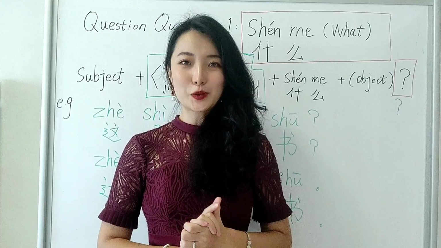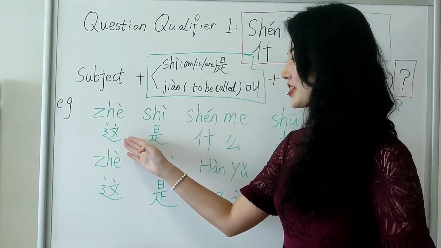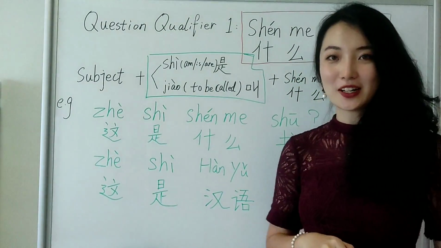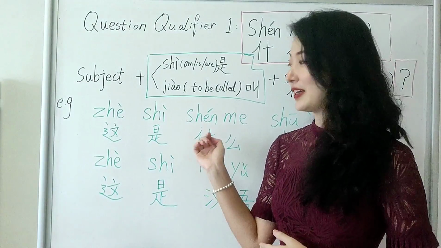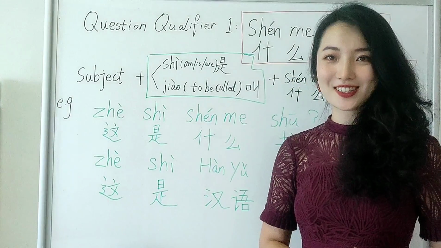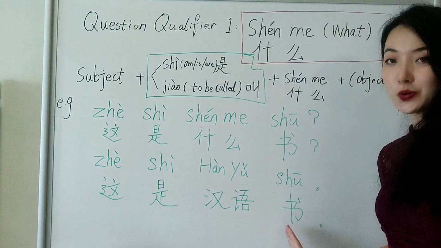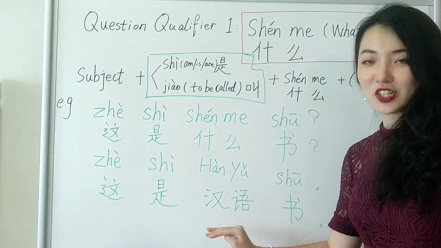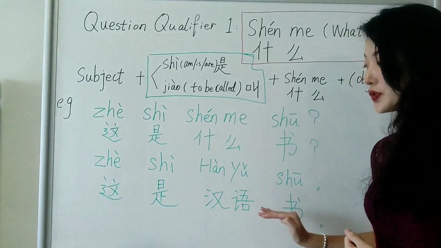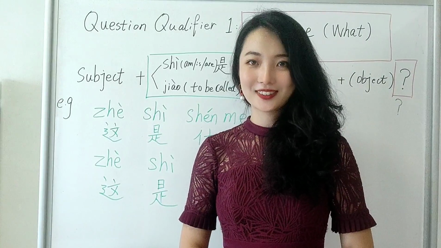And now let's do a quick conversation as a practice. 这是什么书? You can repeat after me. 这是什么书? What book is this? 这是汉语书. 汉语 means Chinese language. 这是汉语书. This is a Chinese book.